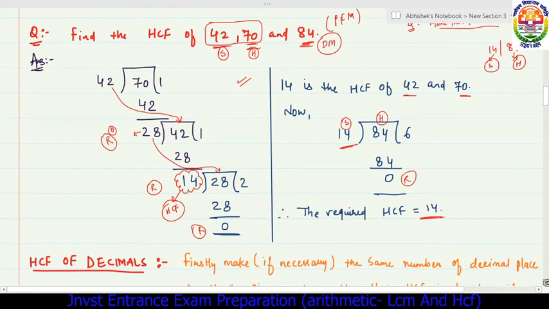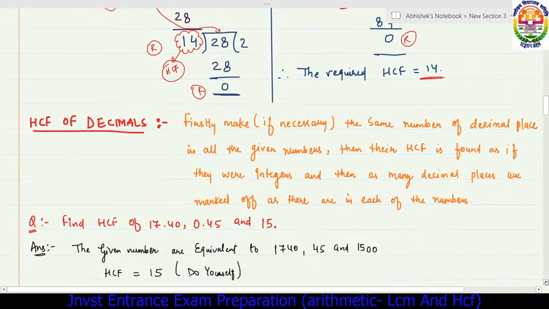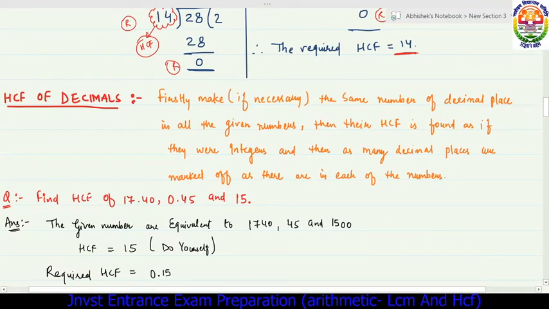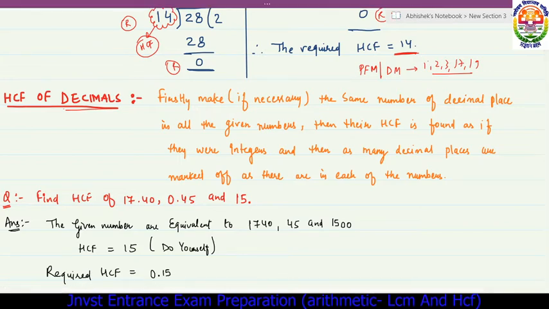Is it clear? Now HCF of decimals. Here comes a catch. Catch means there is a point. In the previous two methods, the prime factorization method and the division method, we saw only pure numbers, like 1, 2, 3, 17, 19, but the question is now in decimal form. So how do we calculate the HCF in decimal form? First, let us take an example and see this.